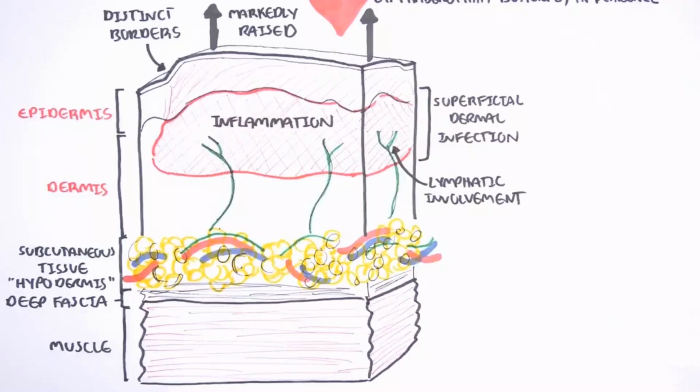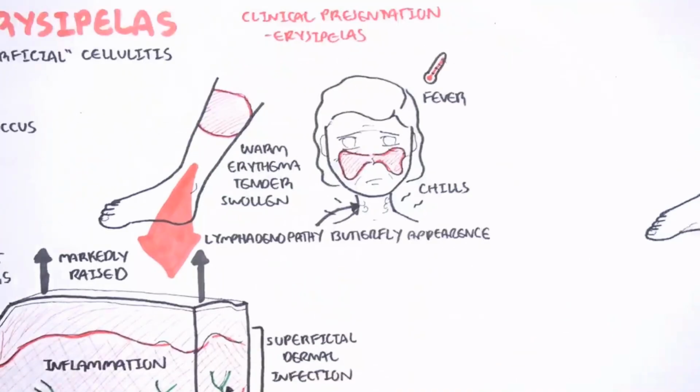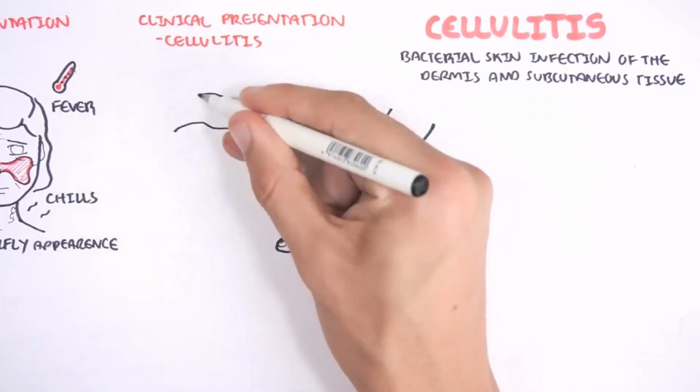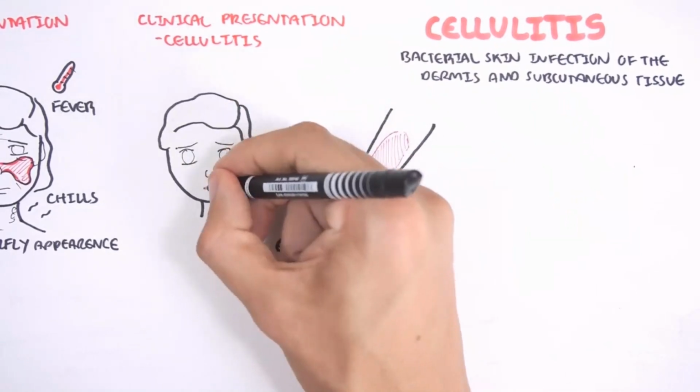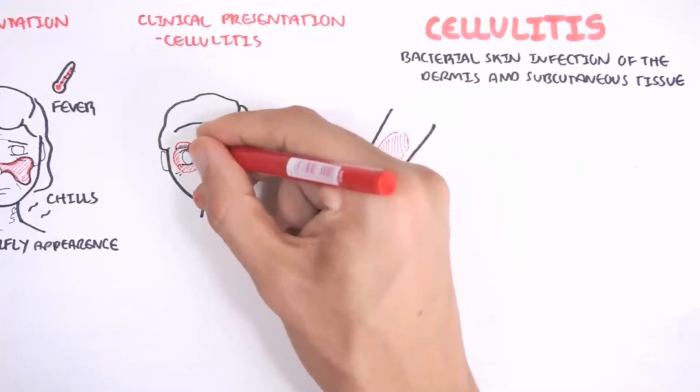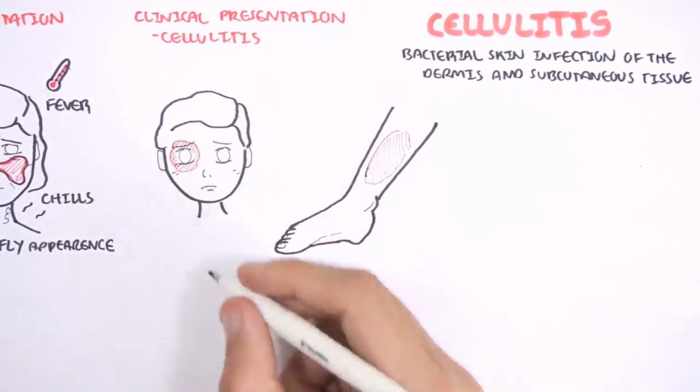Now that was erysipelas. Let's compare that to cellulitis. The classic presentation of cellulitis, as I mentioned, is in the lower limbs, such as around your tibia. And this is classically in patients with risk factors such as diabetes. The other common presentation is in children around the eye. This is called periorbital cellulitis.